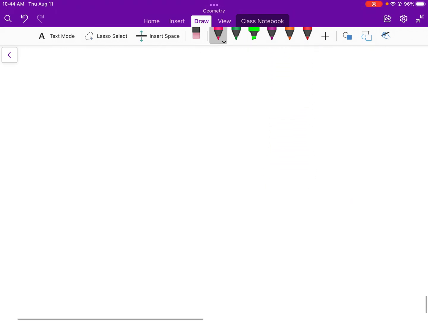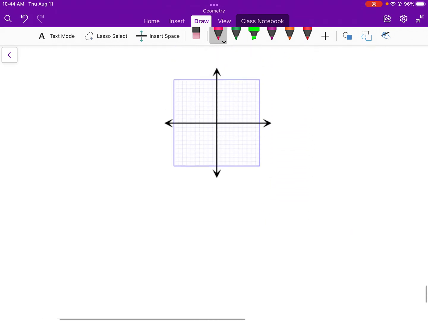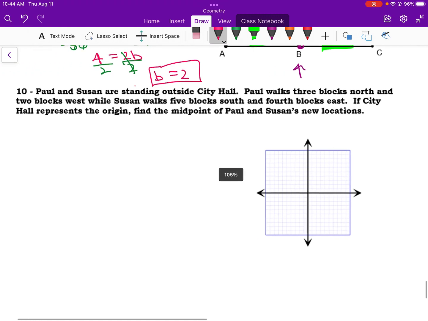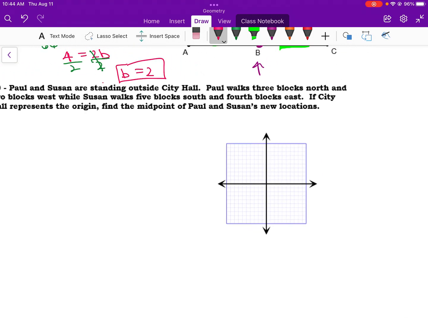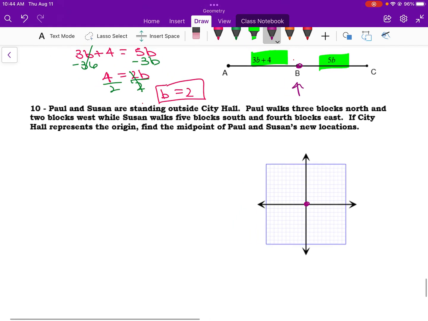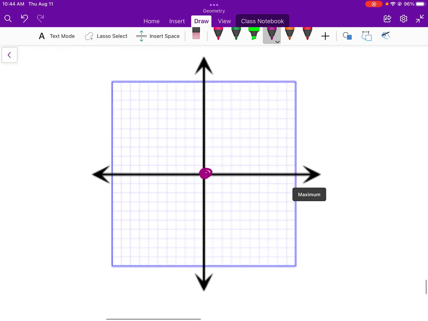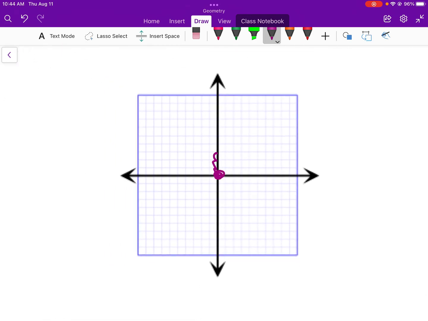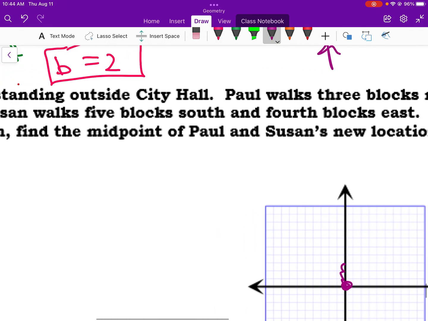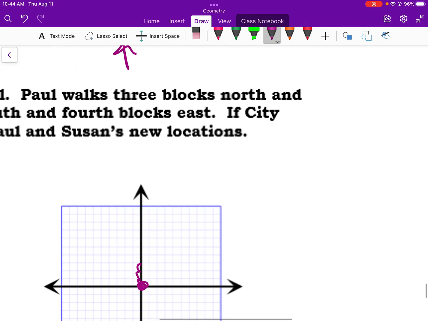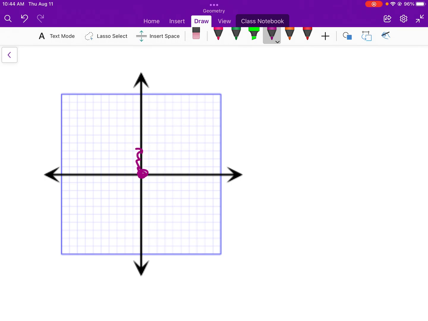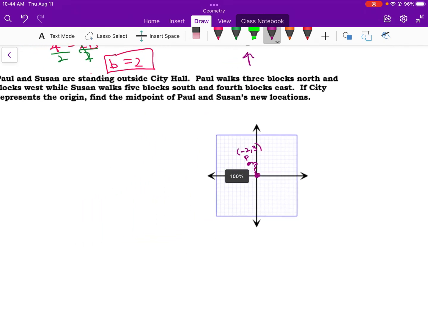Another application problem. Now we have Paul and Susan. Paul and Susan are standing outside City Hall. So again, let's make City Hall the origin. Paul walks 3 blocks north and 2 west. So 3 north, 1, 2, 3, and 2 west. As an ordered pair, that's (-2, 3), because we always read the x value first.